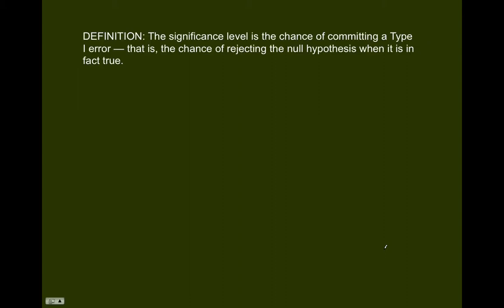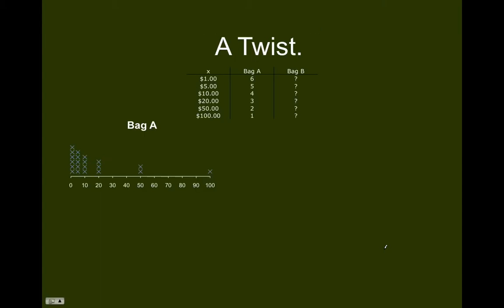Well, the significance level in a statistical hypothesis test is the chance of committing a type 1 error. So yeah, we can make a type 1 error. It's the chance of rejecting the null when it's in fact true. Well, generally speaking, we want to try to keep this probability as small as possible. And in fact, the smaller alpha is, or the smaller the chance of a type 1 error, the more significance we say we have in the testing process.